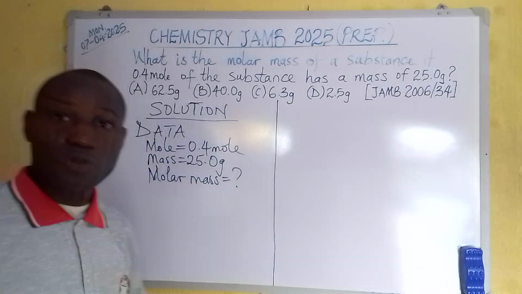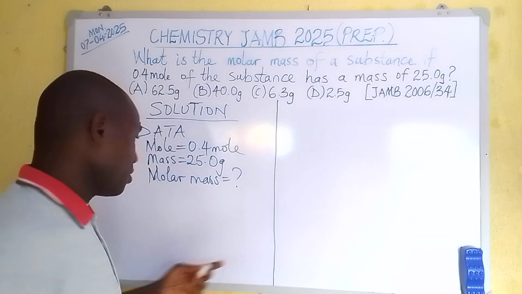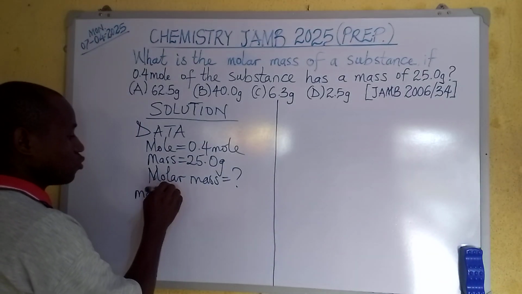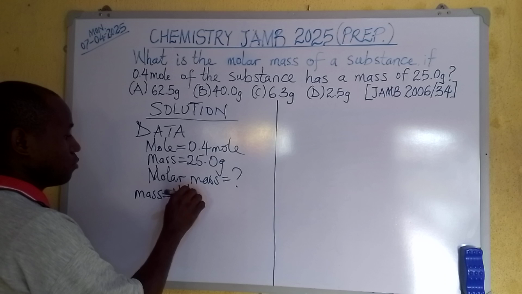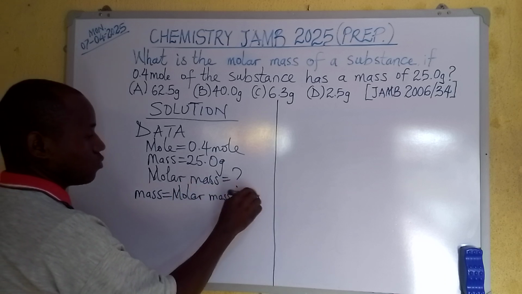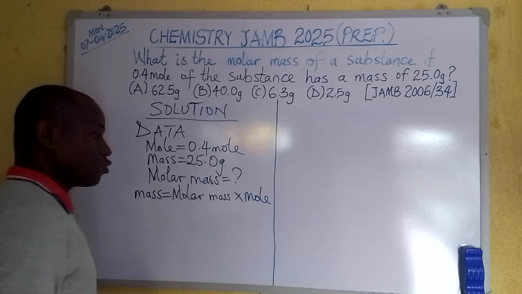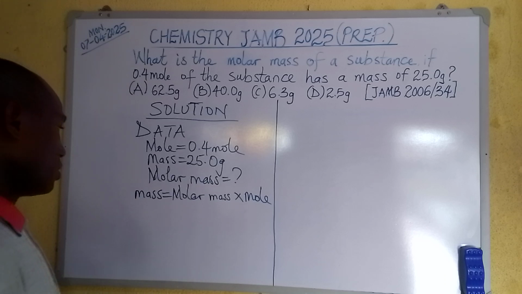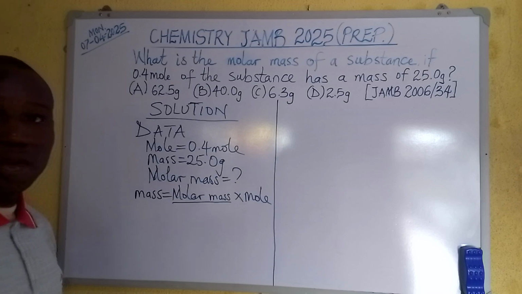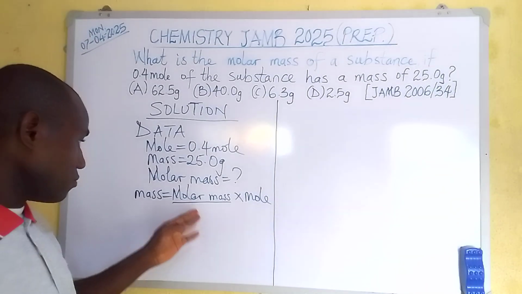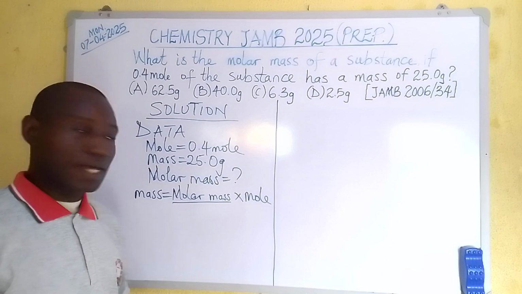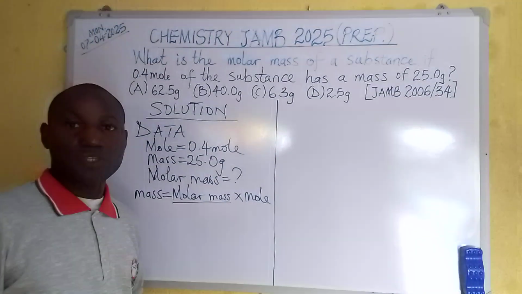In order for us to calculate molar mass, we employ the formula: mass is equal to molar mass times mole. Mass is equal to molar mass times mole. Now, molar mass is the variable we are looking for, the value of molar mass we want to calculate. So in order for us to do that, we make it subject of the formula.